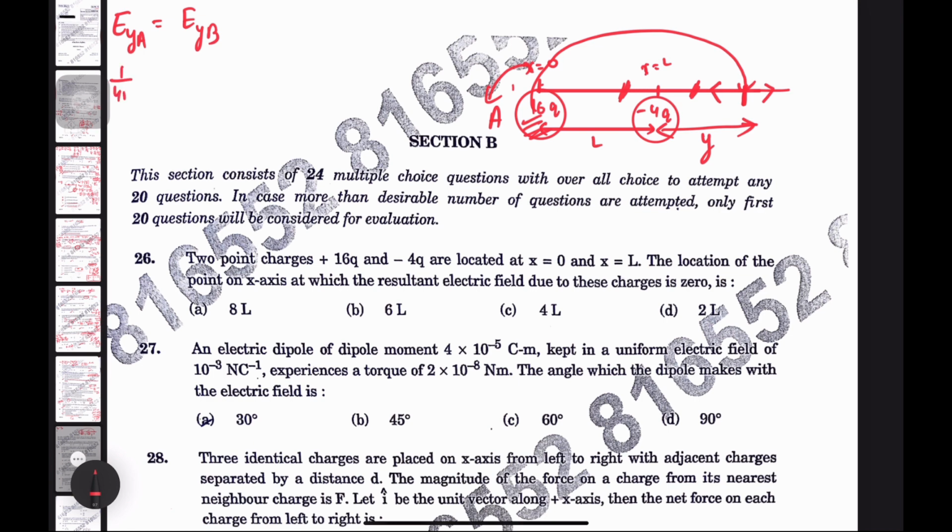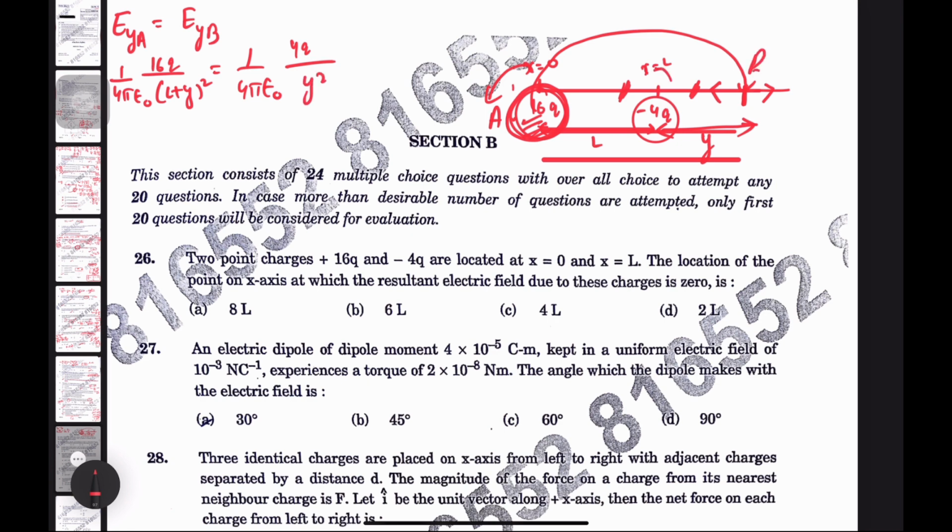So we are having formula 1 upon 4 pi epsilon naught, and charge placed at A is 16q upon r square, that is L plus y whole square, because we are considering 16q which is placed at distance L plus y from the balance point, is equal to 1 upon 4 pi epsilon naught, minus 4q. Instead of writing minus 4q, I will write 4q, upon y square. So the distance of this point of observation is y from this charge. And now cancelling out this q and q, 4 4s are 16. So we are left with 4 upon L plus y whole square is equal to 1 upon y square.